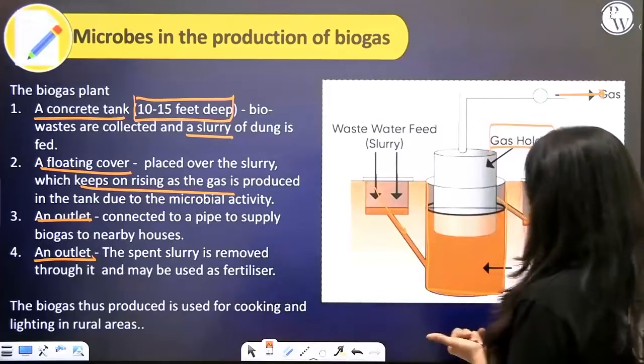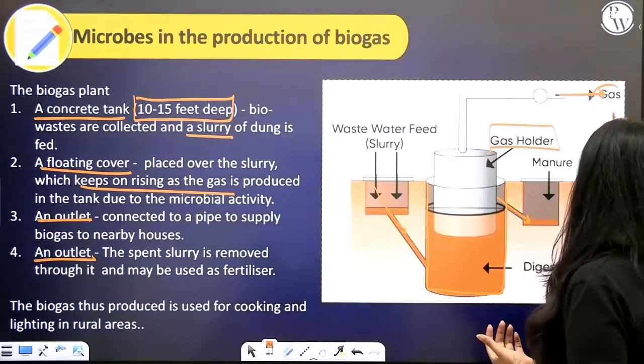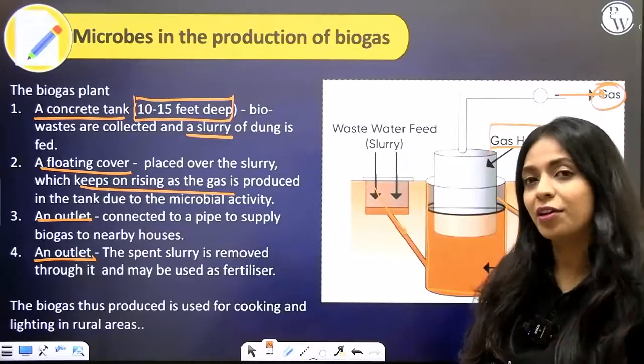You don't see them in cities, right? So what can this be used for? It can be used for cooking and lighting in nearby households.